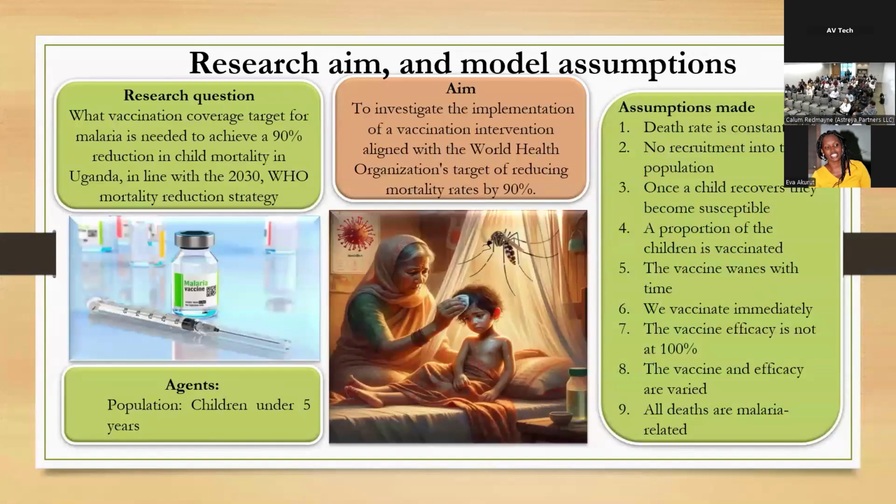So our work was the implementation of vaccination intervention under the World Health Organization target of reducing the mortality by 90%. The research question was: what vaccination coverage for malaria is needed to achieve a 90% reduction in mortality in Uganda? This is in line with the 2030 WHO mortality reduction strategy. So the agents are children and adults. That's what we considered for the model, and the assumptions we made were that the death rate was constant. We varied the vaccine efficacy as well as the vaccine coverage.